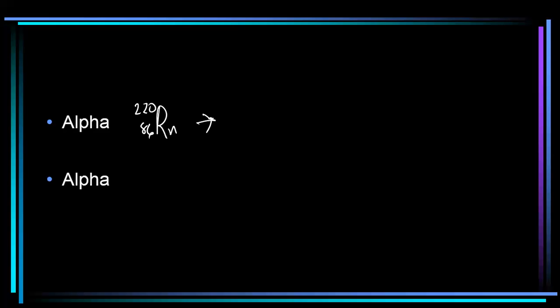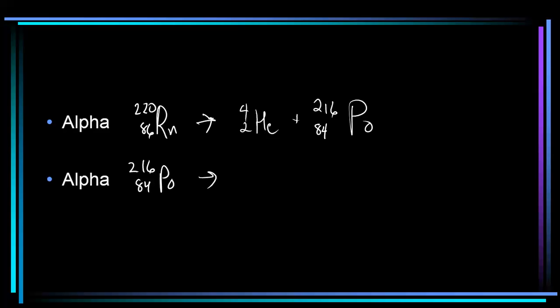Gracie, what is alpha decay? Four plus what is 220? 2 plus what is 86? Who is number 84? I can't hear you, I'm sorry. Polonium. 216, 84, polonium.